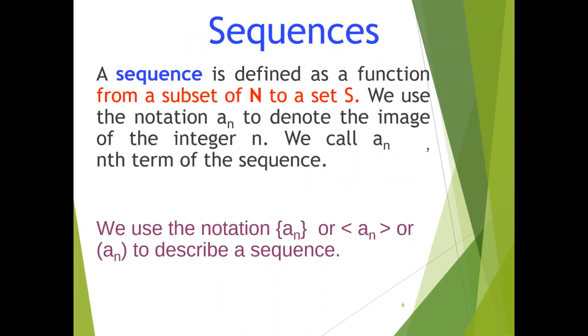Let's move on to the definition of a sequence in a mathematical way. A sequence is defined as a function from a subset of N to a set S. We use the notation a_n to denote the image of the integer n. We call a_n the nth term of the sequence. We use the notation {a_n}, within curly brackets or square brackets or open brackets, to describe a sequence.